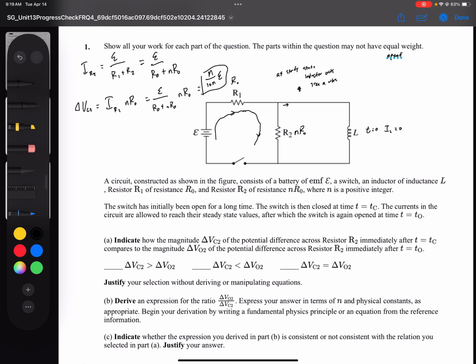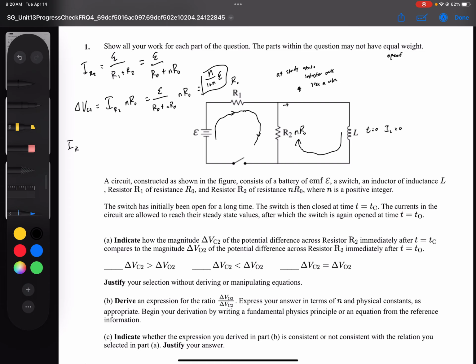And what I mean by that is the current is no longer changing. So since the current is no longer changing, there's no longer an EMF across the inductor. So it's shorting out resistor 2. All the current is going to be flowing into the inductor. And then immediately when the switch is reopened, I have just this circuit here, right? So now the inductor is going to want to maintain that direction of current. So now the current is going to flow from the inductor into this resistor R2. So that's what's different about this situation.